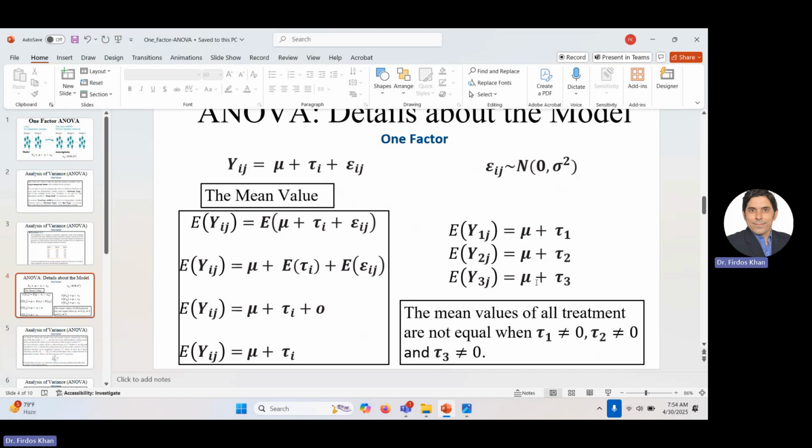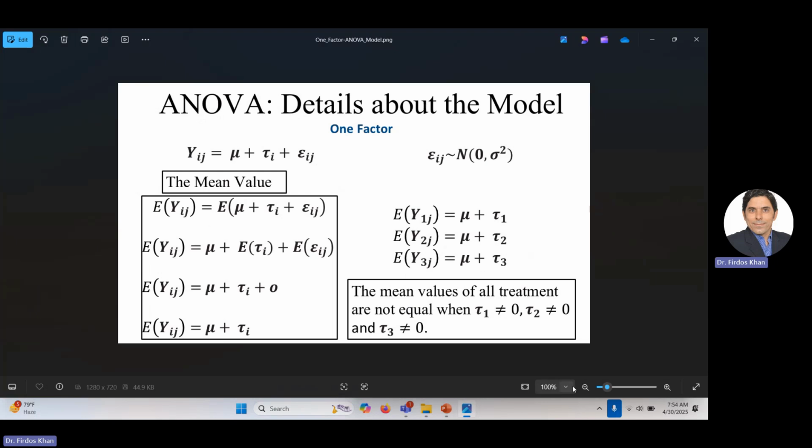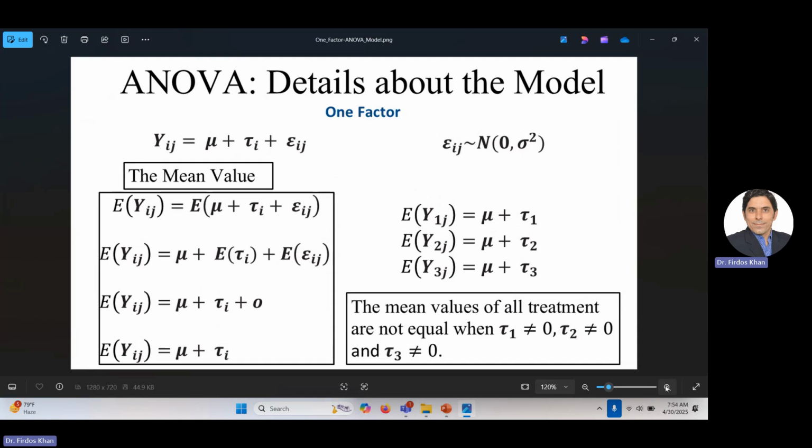So this is all about what we know about one factor ANOVA, the details of the model for one factor ANOVA. We will do hypothesis testing in the coming lectures. So I think this is enough for today. When you know these basics, it will be easy for us to formulate the hypothesis and do the rest of the procedure for hypothesis testing.